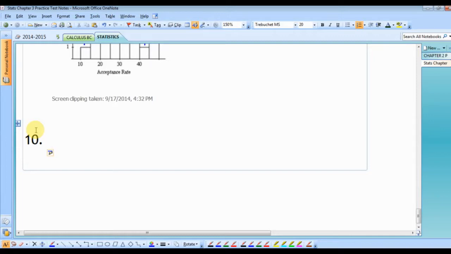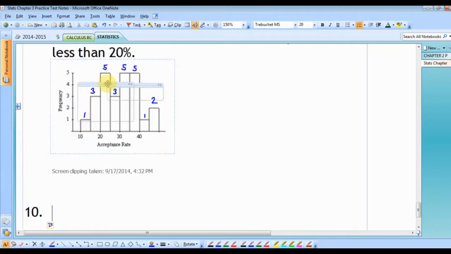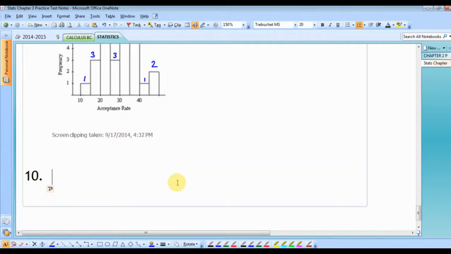So if you look at that first one, the acceptance rate is between 20 and 35. How many schools have an acceptance rate between 20 and 35? 13. 13, right? Is 13 less than half of the schools? No, that's more than half the schools. So part A, that's 13 schools, not less than half.